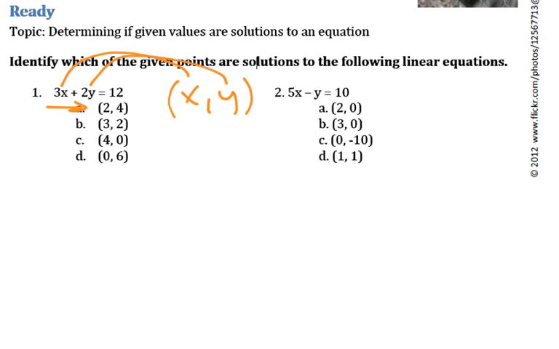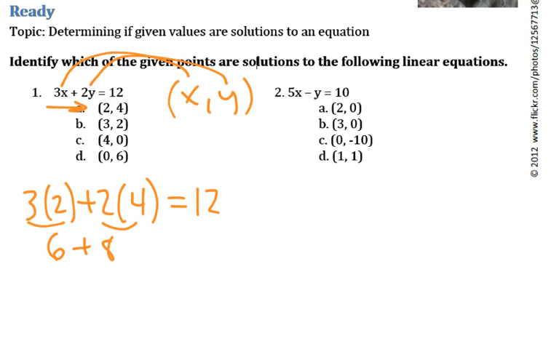So let's try A. So I go 3 times 2 for x plus 2 times 4 for y equals 12. 3 times 2 is 6. 2 times 4 is 8. 6 plus 8 is 14. Does 14 equal 12? No. So that's not a solution. Okay, that's what a solution doesn't look like.